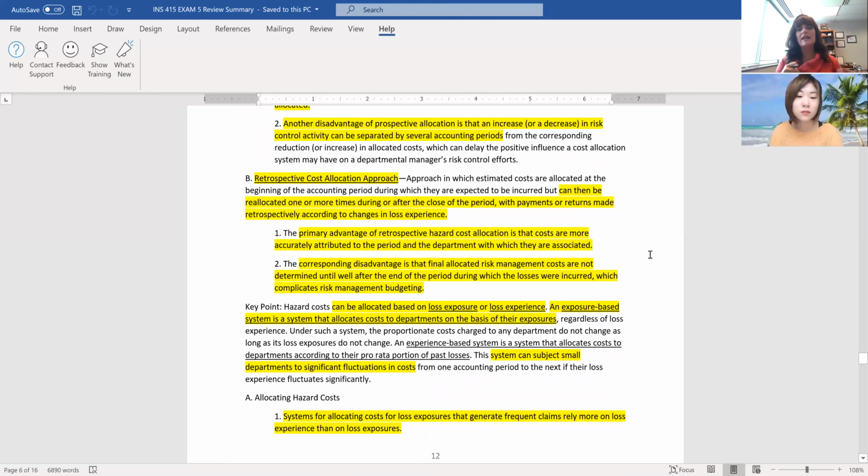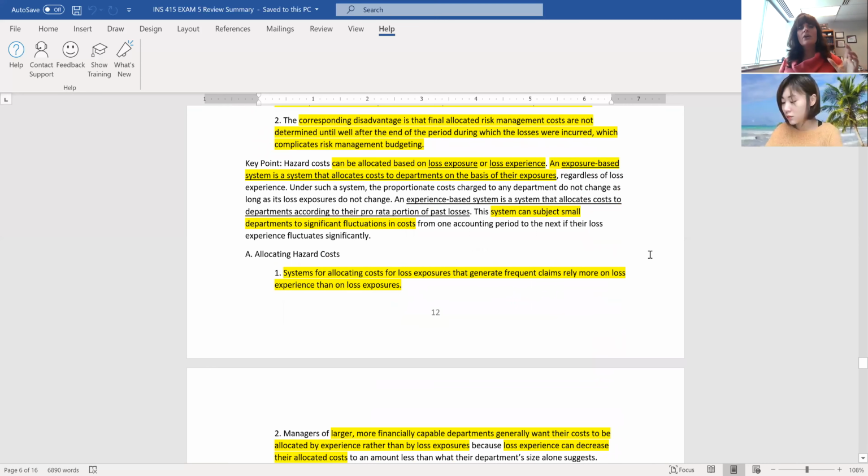Retrospective, you can go back multiple times during the period and say, oh, costs are higher, so I'm going to go back and allocate those costs to you in this period based on what actually happened. The advantage is it more accurately depicts what happened. The disadvantage is it's really hard to get consistent budgeting. It's hard to budget for those.